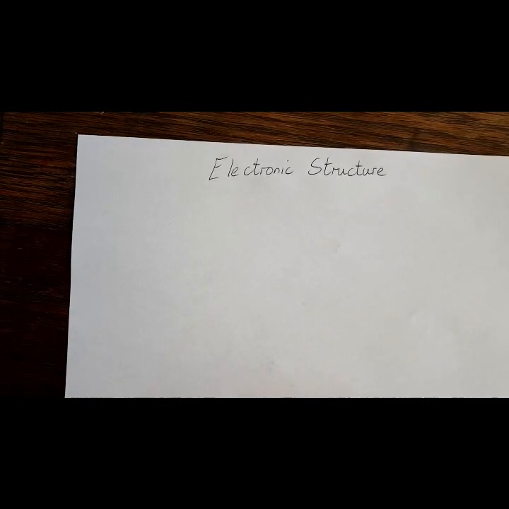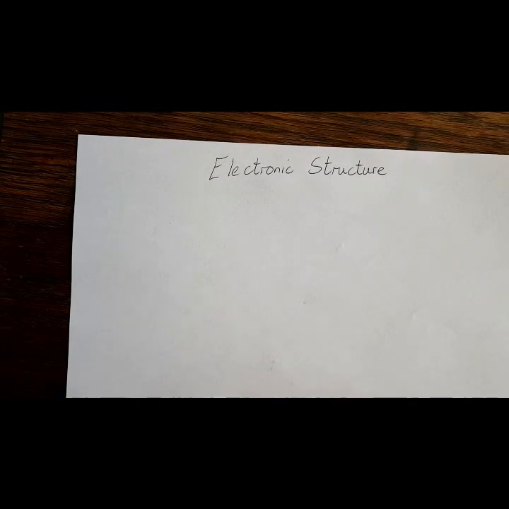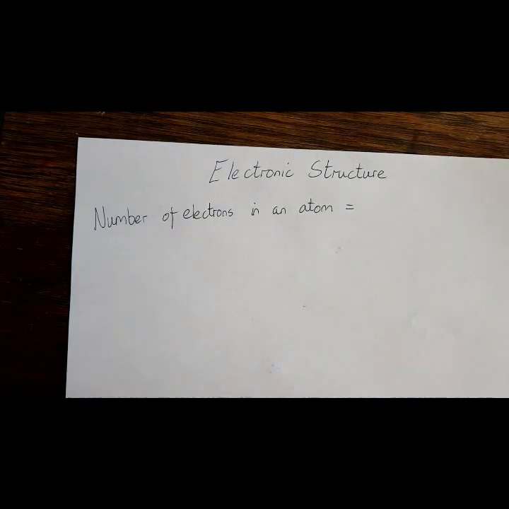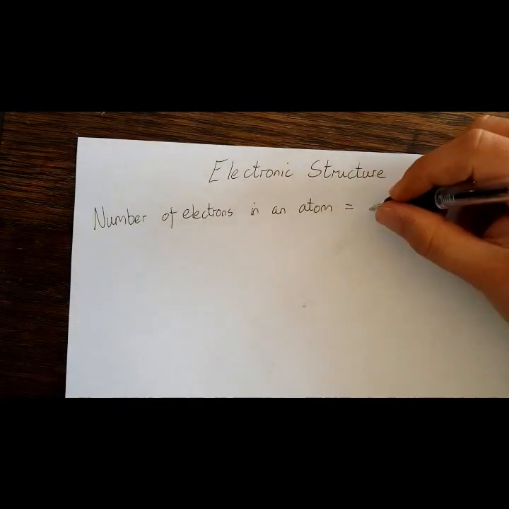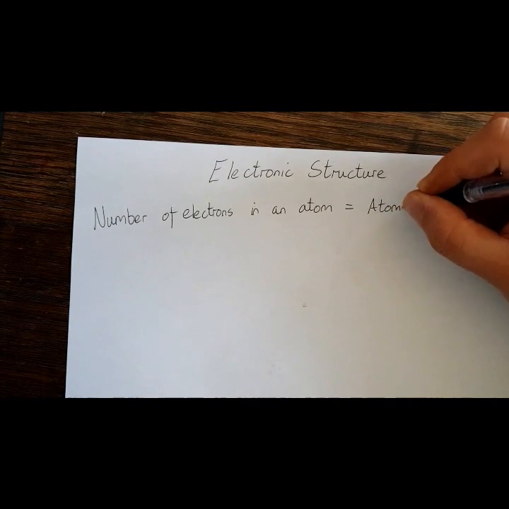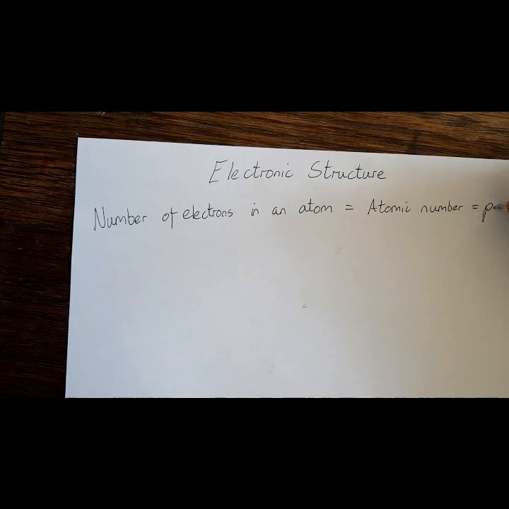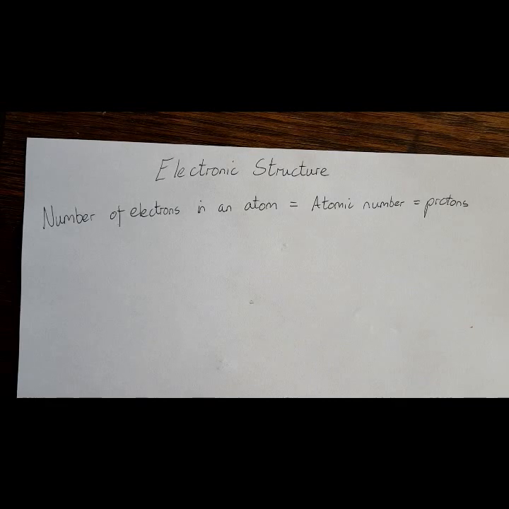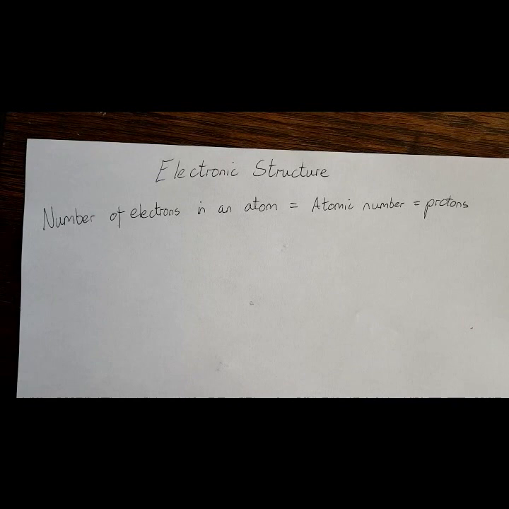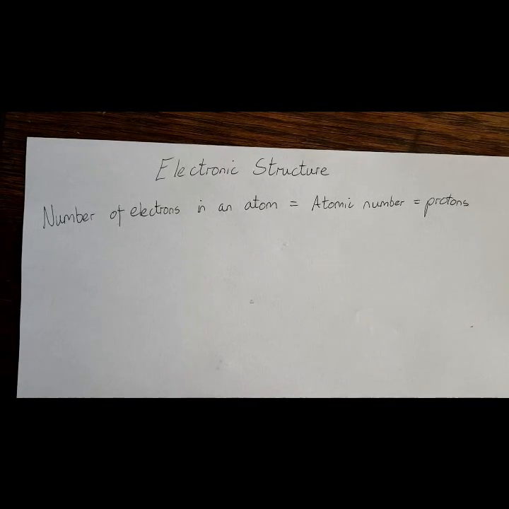Hello, so today we're going to be learning about the electronic structure of atoms, or rather how electrons are arranged around an atom. Now we already know how to find out the number of electrons in an atom, and that is the atomic number, which is our protons. We know that an atom has the same number of electrons as protons, and that means that it has an overall neutral charge. We're not going to worry too much about ions at the moment. We can work that out later.